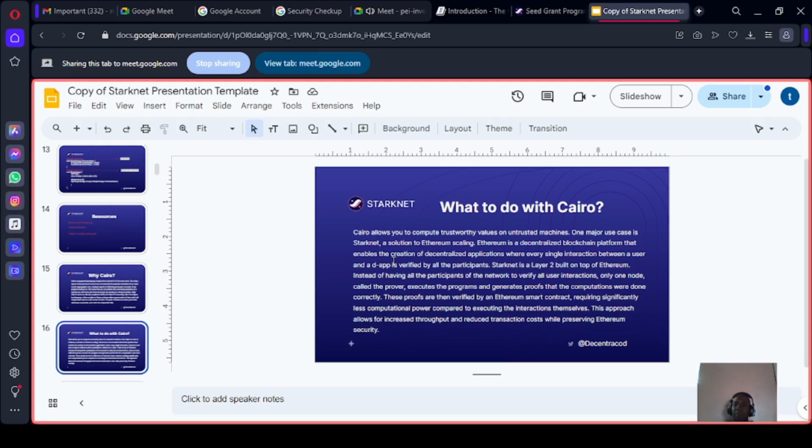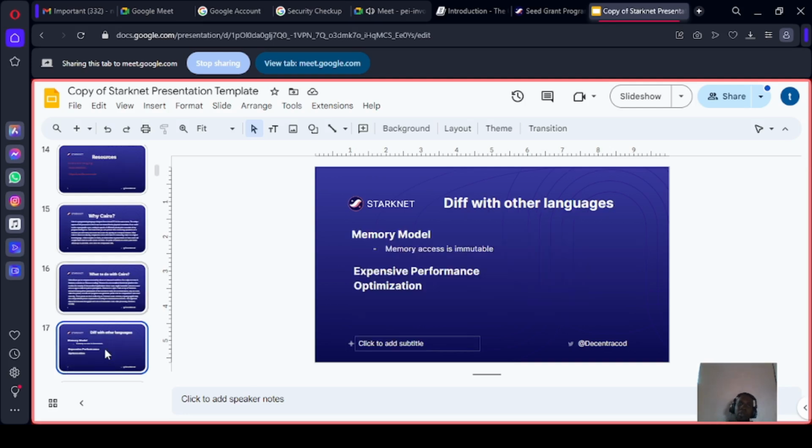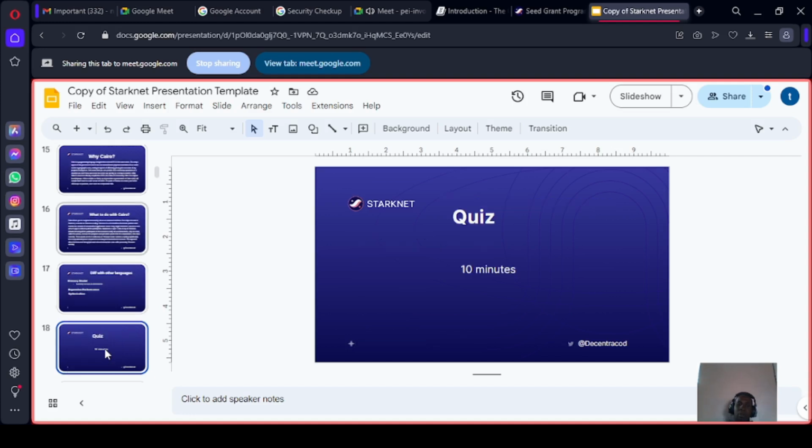These proofs are then verified by an Ethereum smart contract, requiring significantly less computation power compared to executing the interactions themselves. This approach allows for increased throughput and reduced transaction costs while preserving Ethereum security. So that's the sole purpose of the Cairo programming language and why it has to fuel the Cairo VM, and why you need to learn Starknet. You'll find out that Starknet smart contracts will require less gas fees, and there will be scalability compared to dApps on other blockchains.